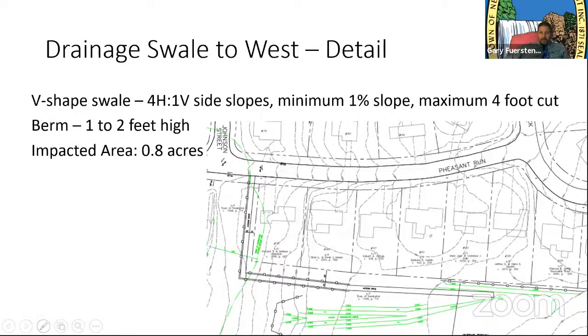Here is that area, the green area, in detail again. Same 4-to-1 side slopes for the channel. Minimum 1% slope on the channel, maximum 4-foot cut. Small berm 1 to 2 feet high. The impacted area is about 0.8 of an acre.